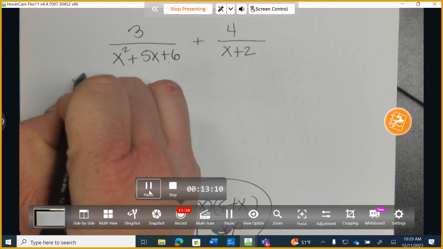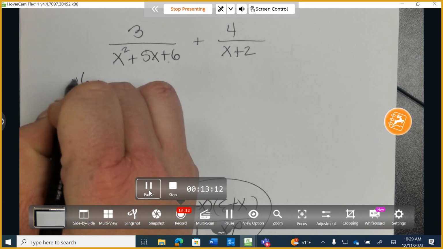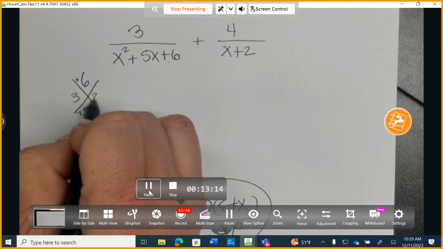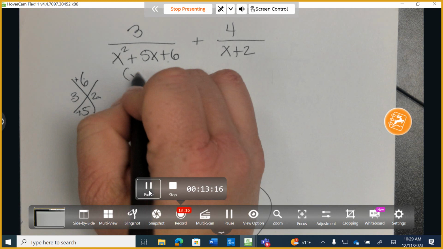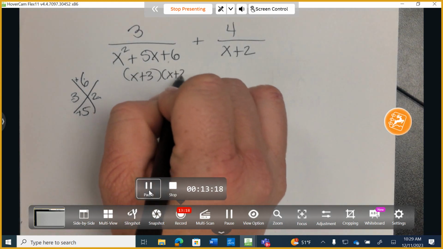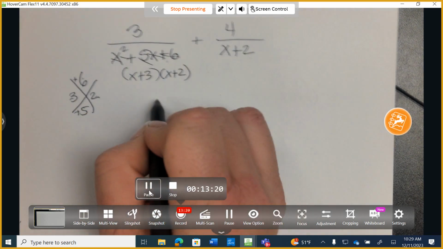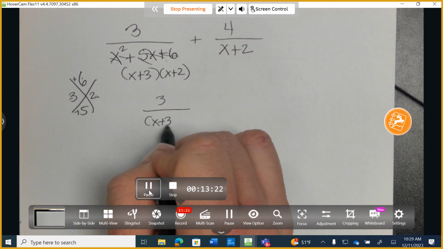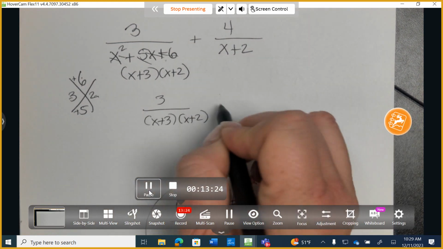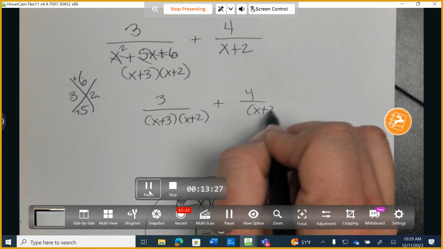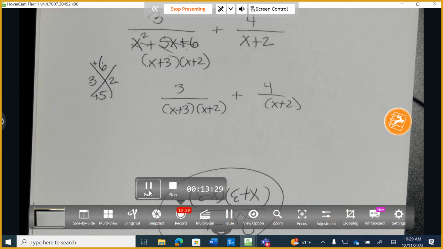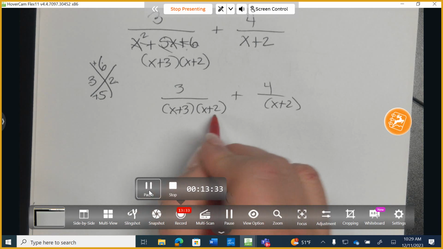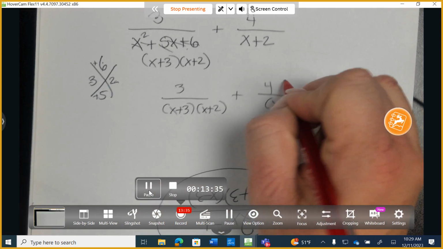What multiplies to equal 6 and combines to give you 5? So it's going to be 3 and 2, multiplies and combines. So x plus 3, x plus 2. 3 over x plus 3, x plus 2, plus 4 over x plus 2. Okay, I'm looking for a common denominator. My common denominator, I need to attach an x plus 3.